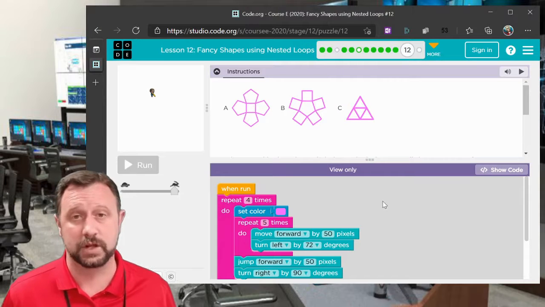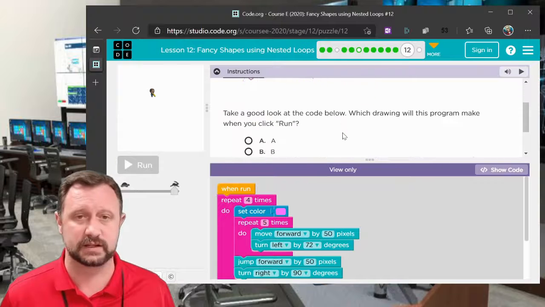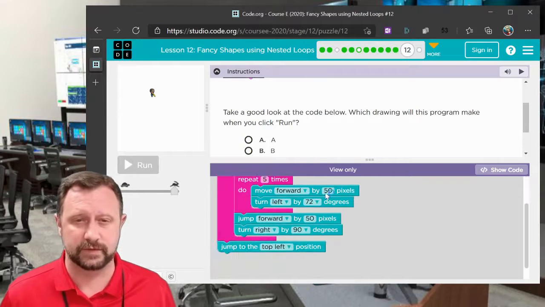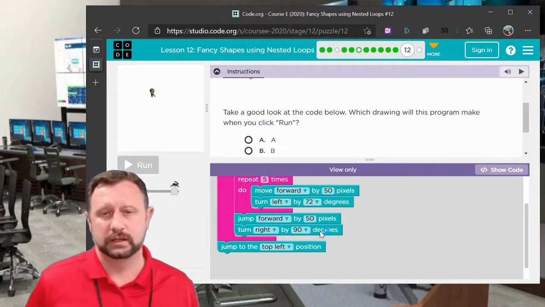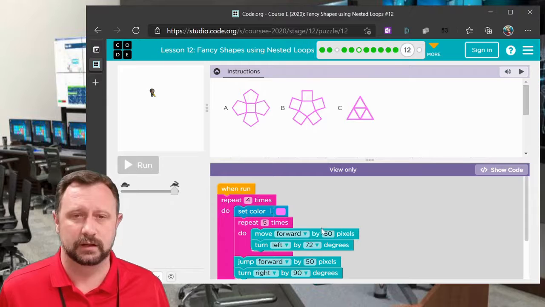Puzzle 12, multiple choice here. A, B, or C. Let's see. Which code do you think is going to run? So it looks like a 50 degree, 72 degree turn, jump forward, turn right, and then jump to the top position. So let me look at my shapes again.